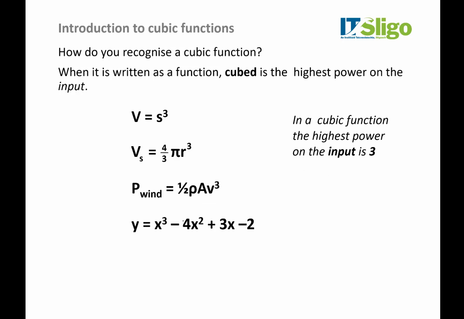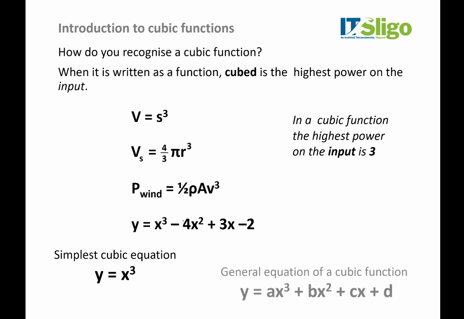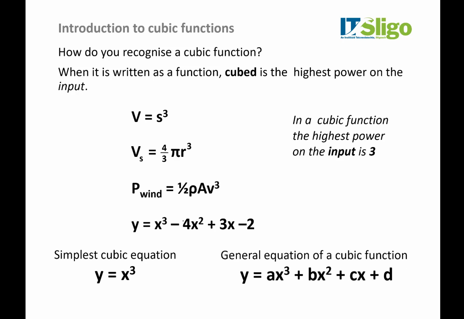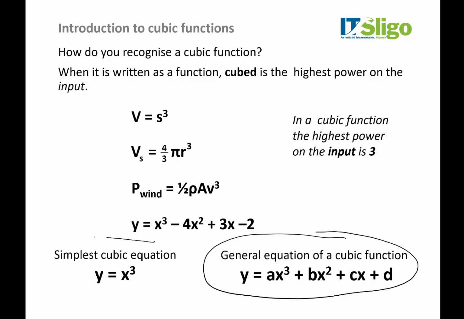The bottom one then is a polynomial. The simplest cubic equation looks like this, and this is a polynomial then. It's the general cubic way. You come across this one more when you're dealing in maths. When you're dealing with the real world, thankfully, they tend to be a little bit more simple.